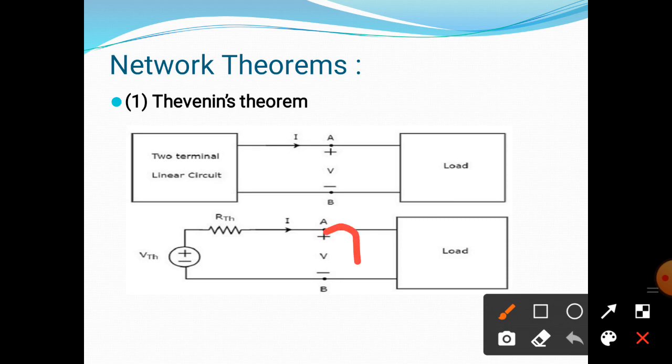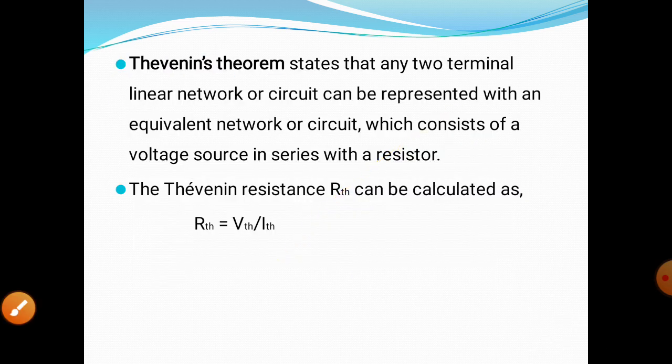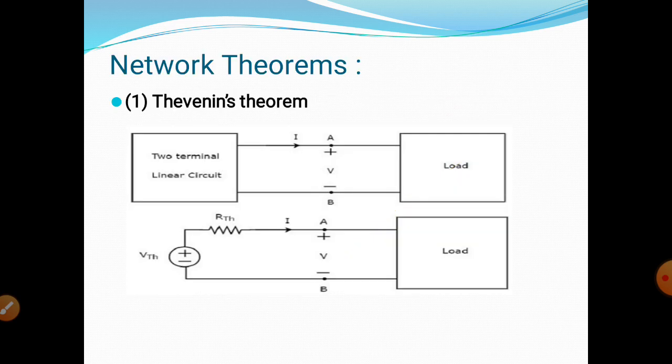This is a two terminal network, with a positive terminal and a negative terminal. The voltage V Thevenin is in series with the resistance, and the resistance value is R Thevenin. So in Thevenin's theorem, a voltage source in series with a resistance is the equivalent circuit. The Thevenin resistance R Thevenin can be calculated as R Thevenin is equal to V Thevenin divided by I Thevenin. This is Thevenin's theorem for a linear circuit.